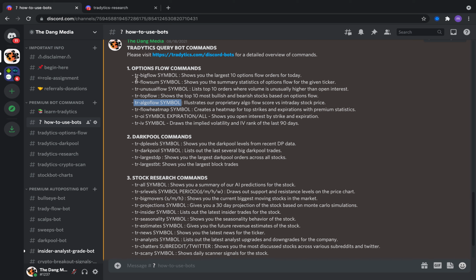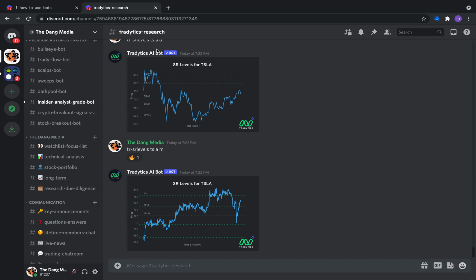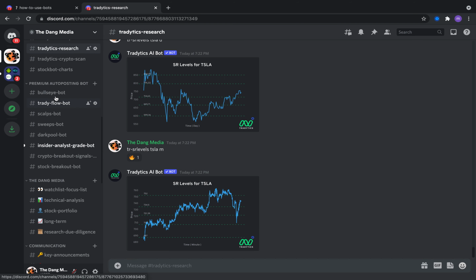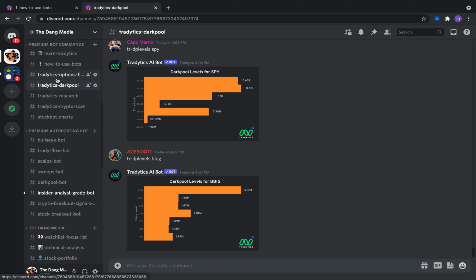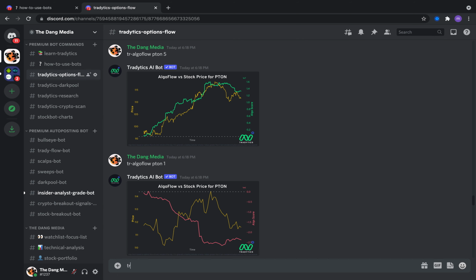So like I said, I'm not going to go over each one. I'm just going to go over the ones that I like. TR flow heat map is also a good one. It shows all of the top strikes and expirations, so I can go back to that. I'll show you guys an example. TR, what was it? Flow heat map Tesla.